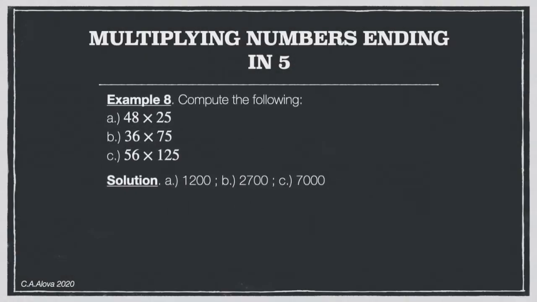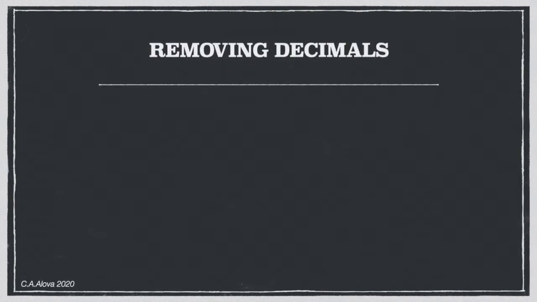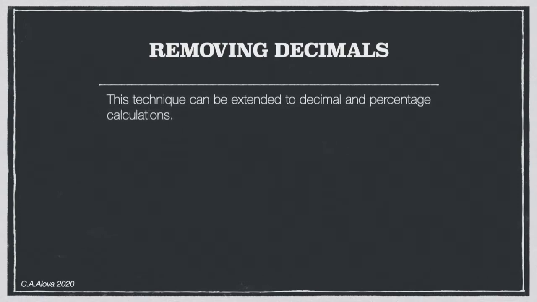This is our solution: 1200, 2700, 7000. Now we can also use the concept of proportionality, specifically inverse proportion, in removing decimals. This technique can be extended to decimals and percentages in calculation, since we know that percentages are just decimals in another format.